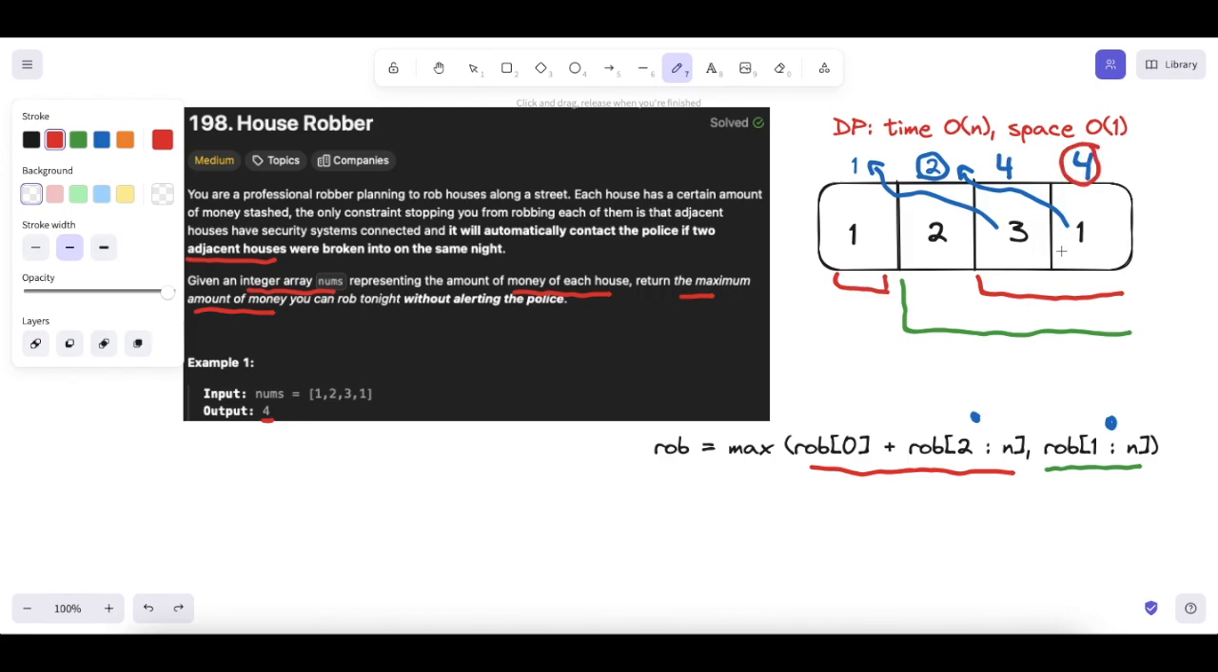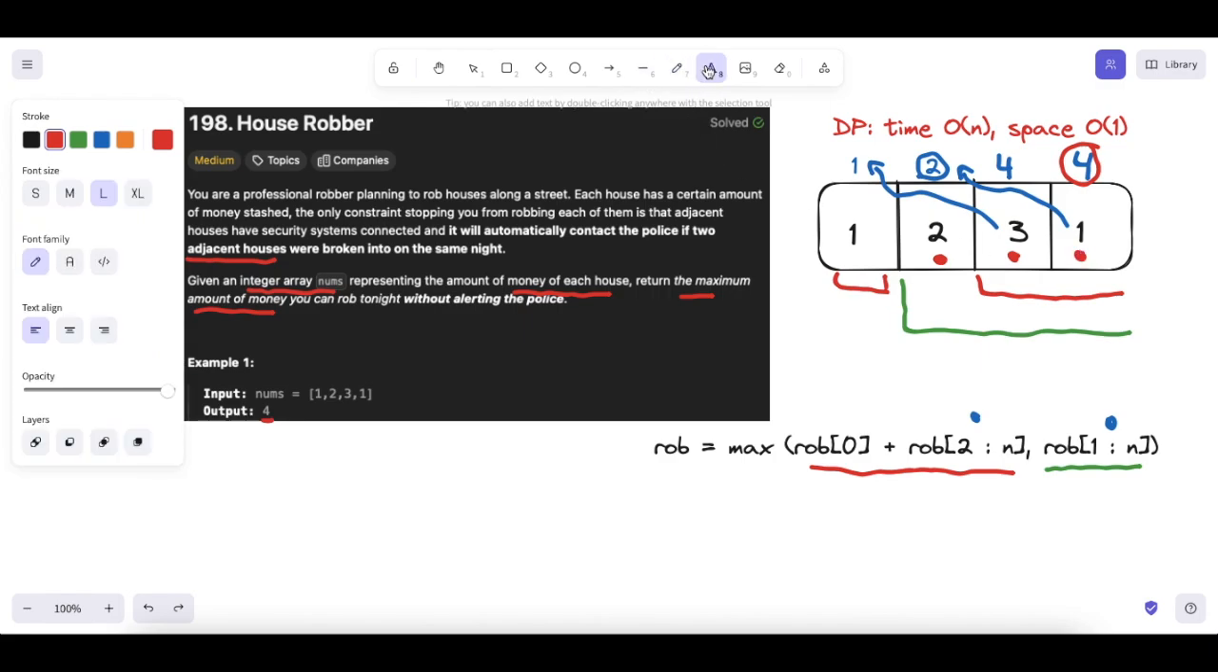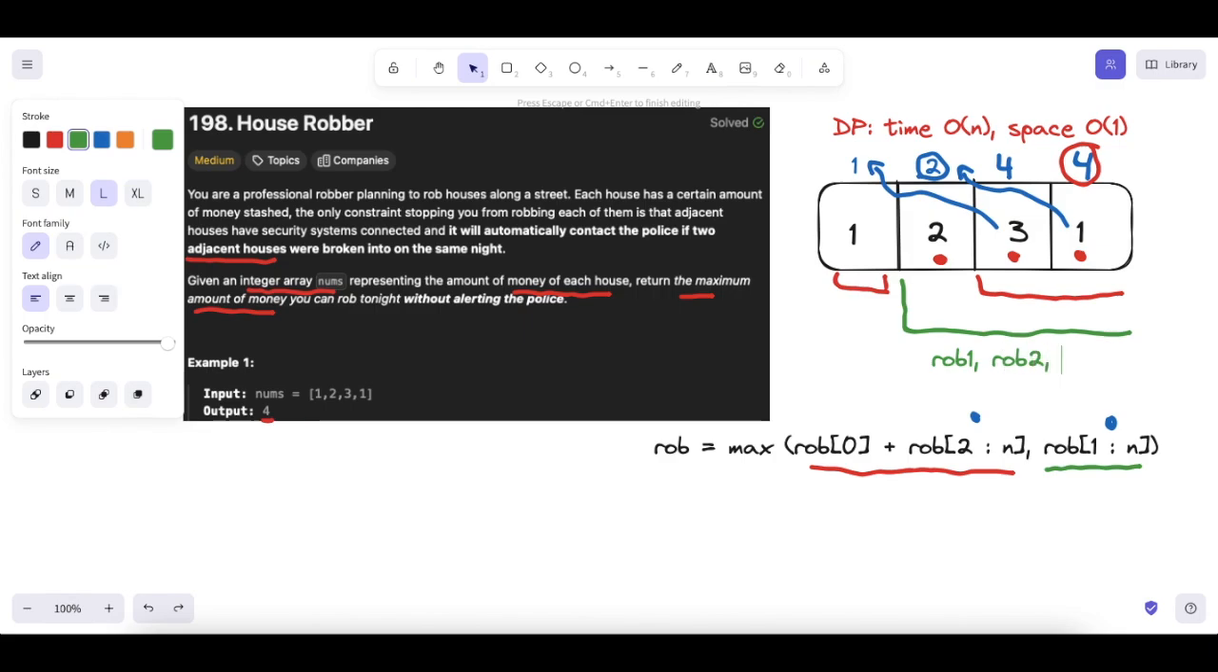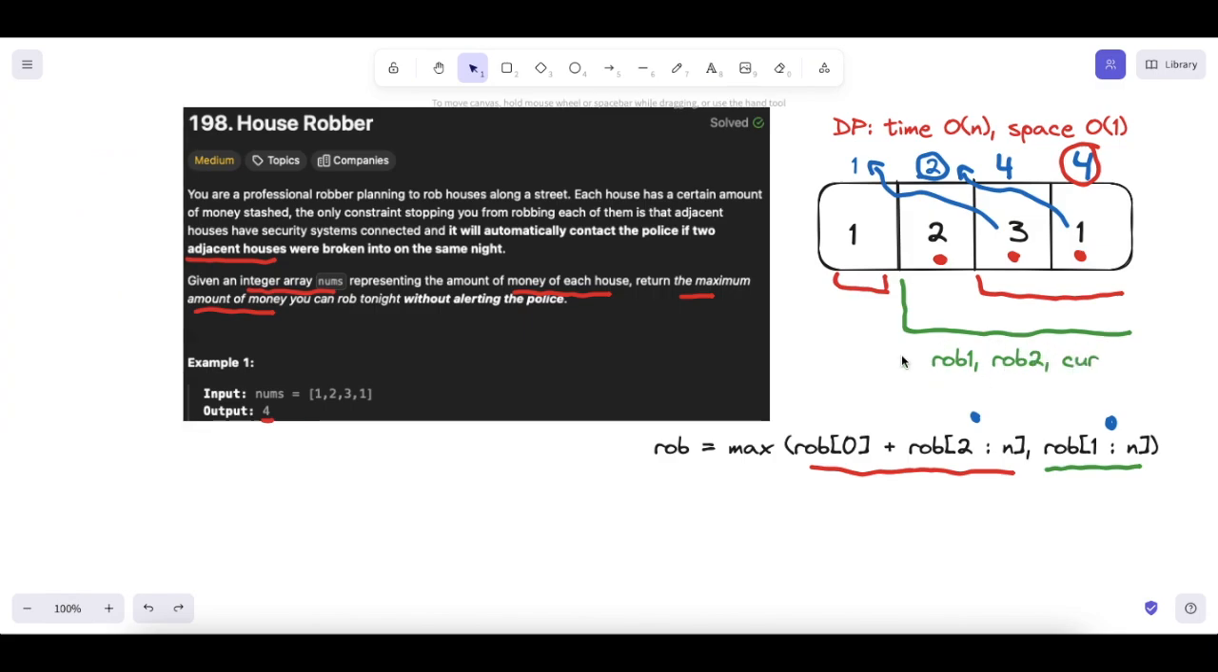Now, as we see, in going along this array, we only need 3 values. We need the maximum value generated 2 positions ago, the preceding value, and the current value that we are currently finding. Therefore, we could just take 3 pointers, which we can call rob1, rob2, and cur, and move these pointers along to find our result. And this will make our algorithm constant in space complexity, along with being linear in time complexity.